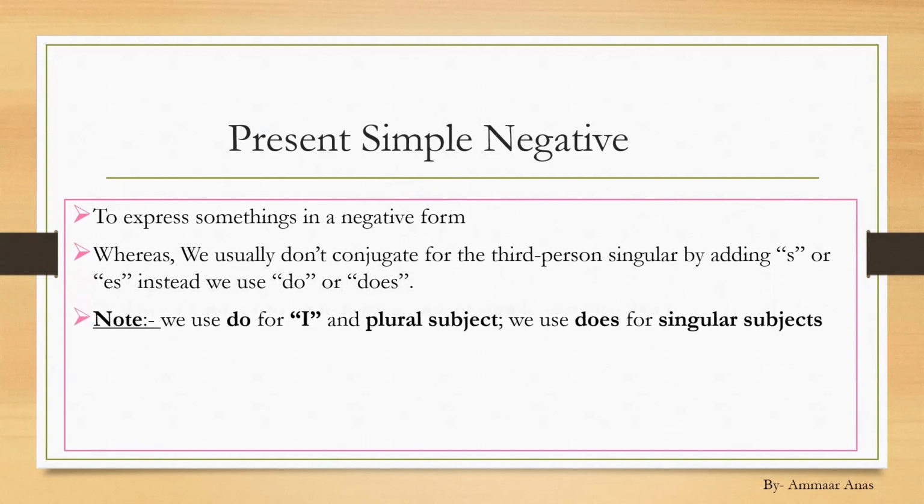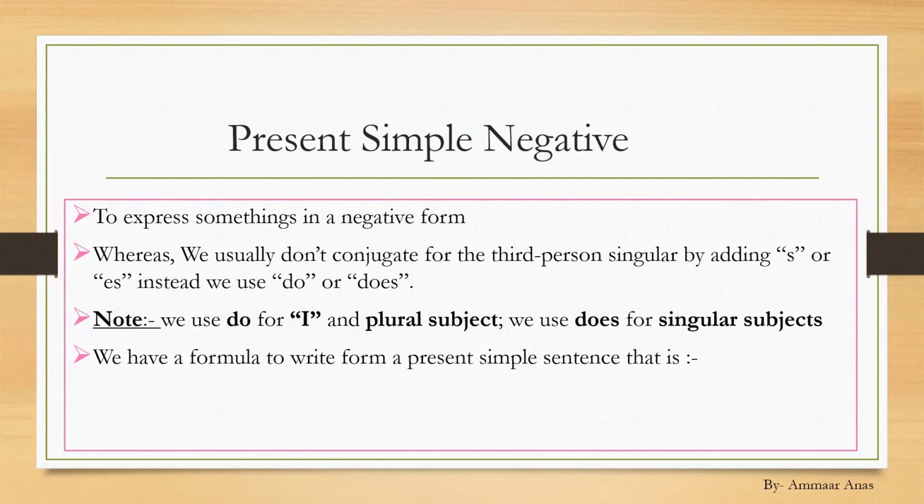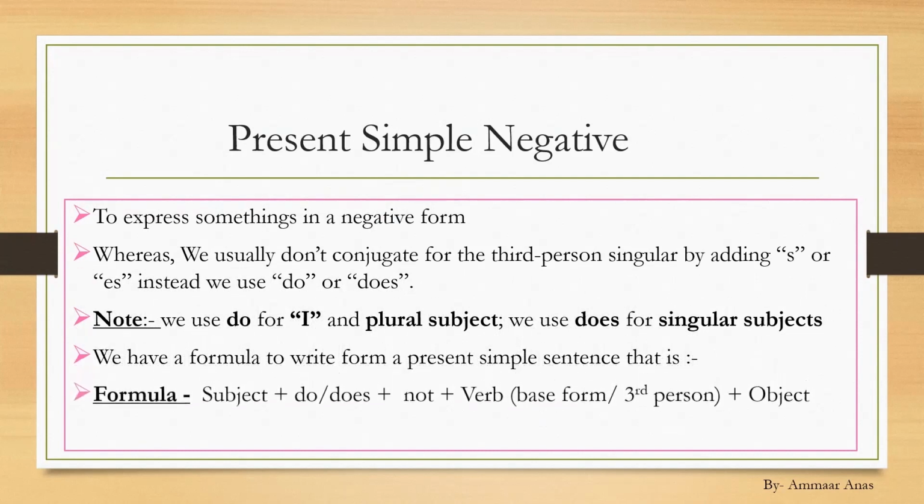Okay, now if we note, we use do for I and plural subjects. We use does for singular subjects. So we have a formula to write the present simple negative tense. That is subject plus do or does plus not plus verb base form plus object. The base form is the verb base form as we learned in our tenses intro, you can look into it if you don't remember. And the third person is what I said: do for I and plural subjects, does for singular subjects.